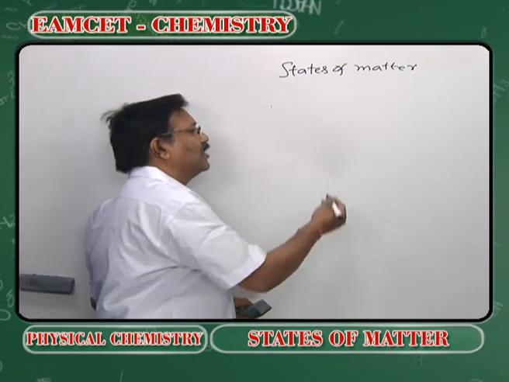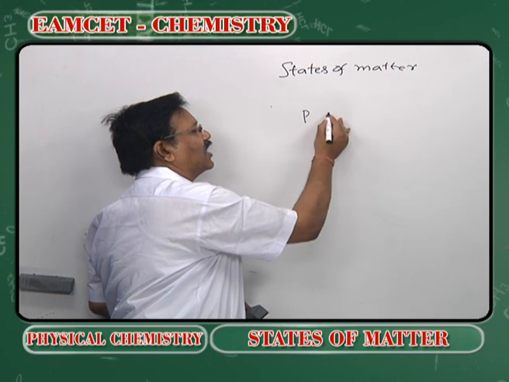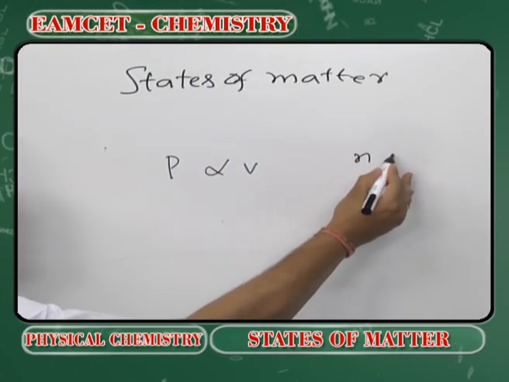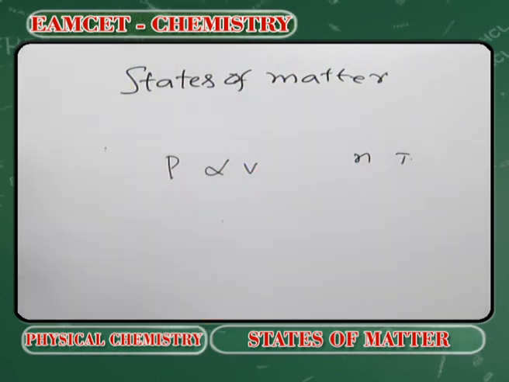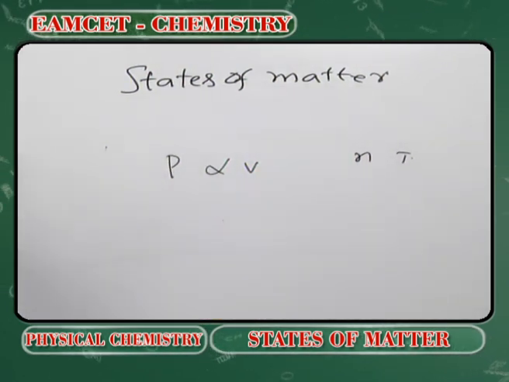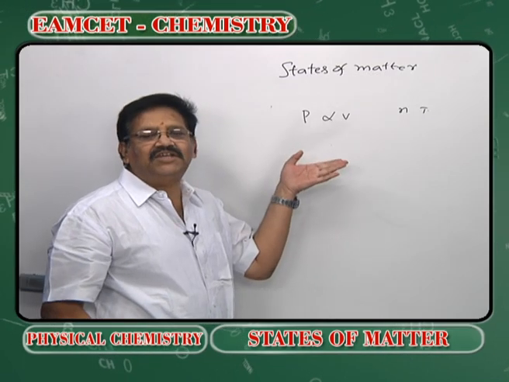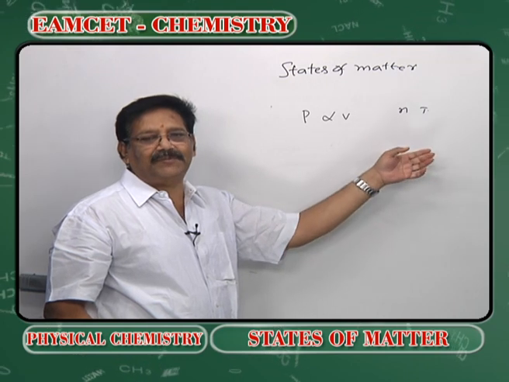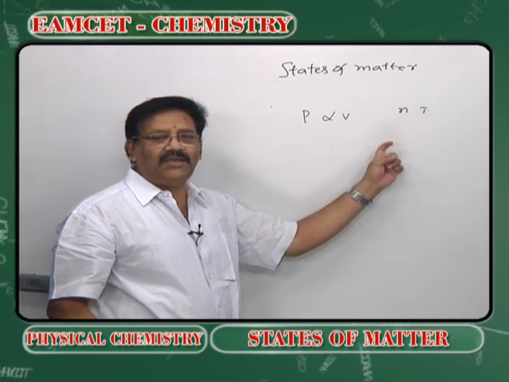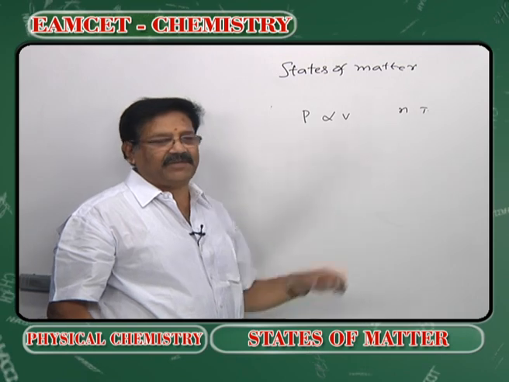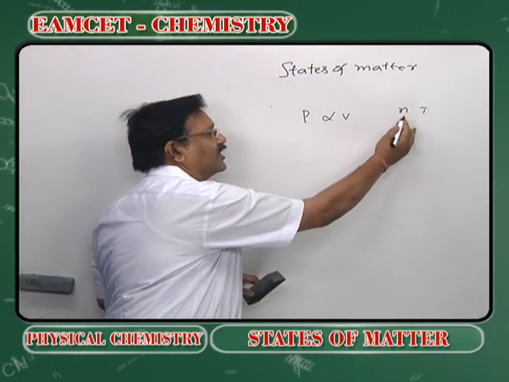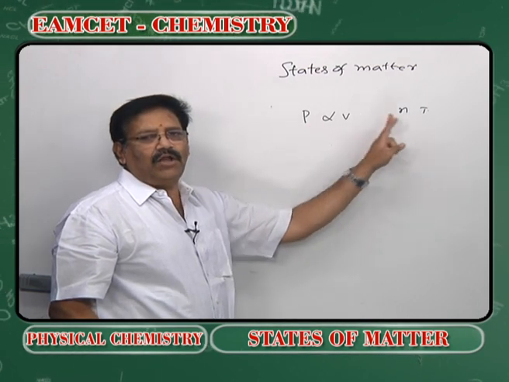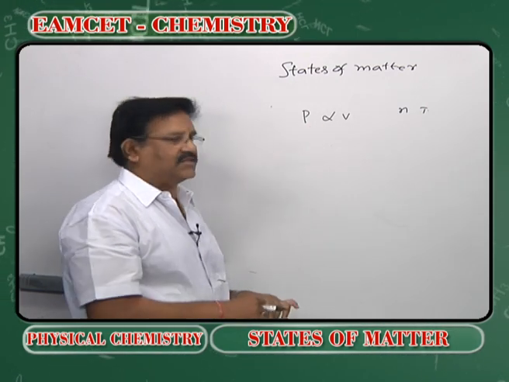For example, the relation between pressure and volume, when mass and temperature are kept constant, is given by Boyle's law. What is the statement of Boyle's law? Pressure of a given mass of gas is inversely proportional to the volume of the gas at constant temperature. When N and T are kept constant, the relation between pressure and volume is given by Boyle's law.